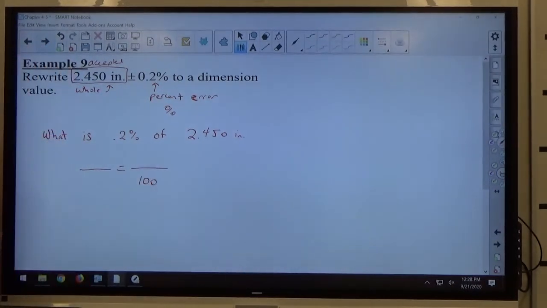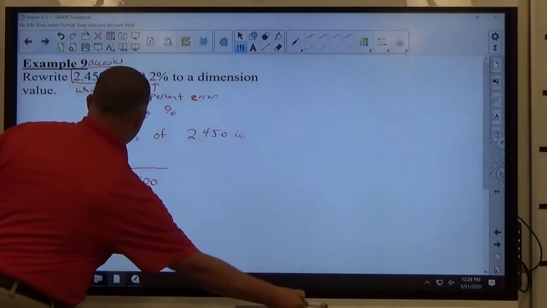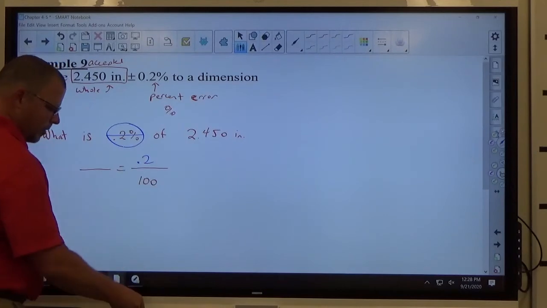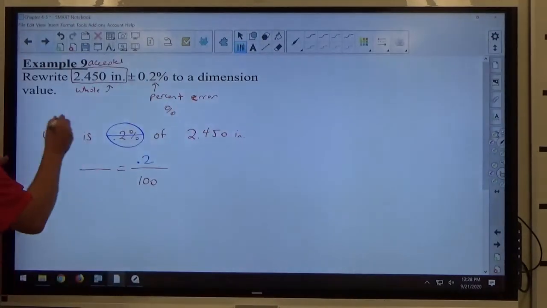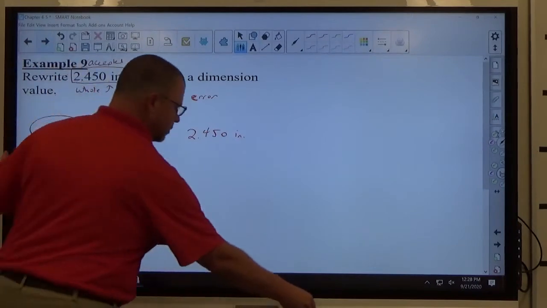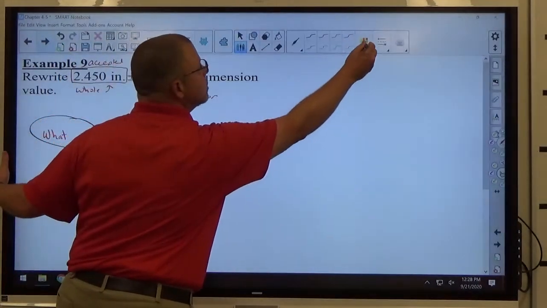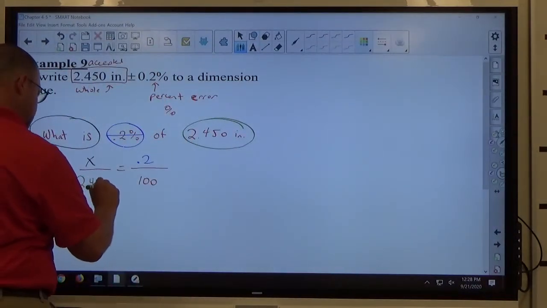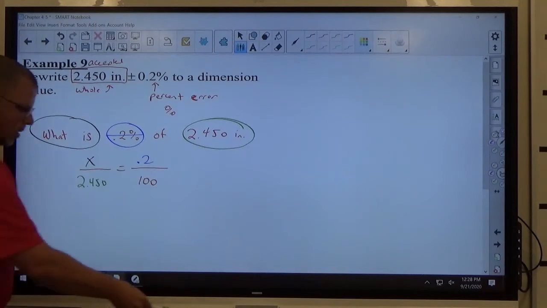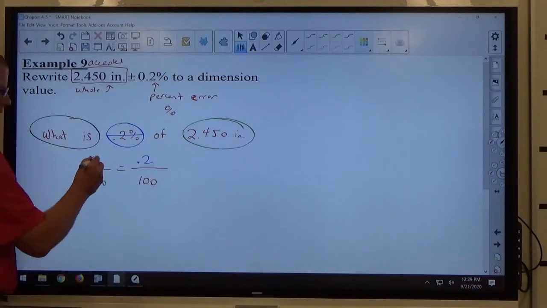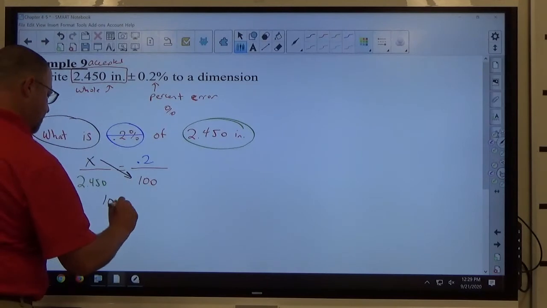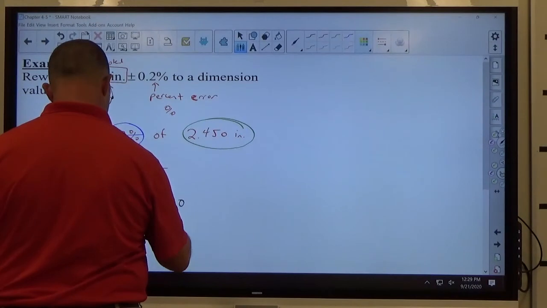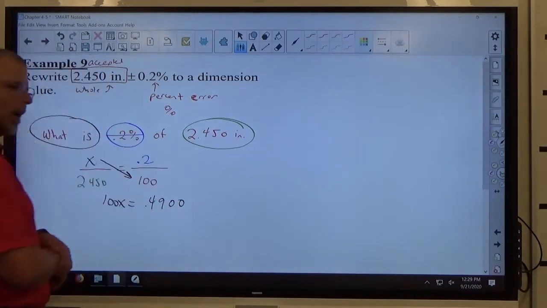I do my percent proportion structure. 0.2% goes on top of 100. What is, we don't know, of 2.450. Once we create the proportion, we cross multiply 100x. See, 2.450 times 2 would be 0, 0, carry the 1, 9, 4, and we got 4 decimal places, 0.4900.